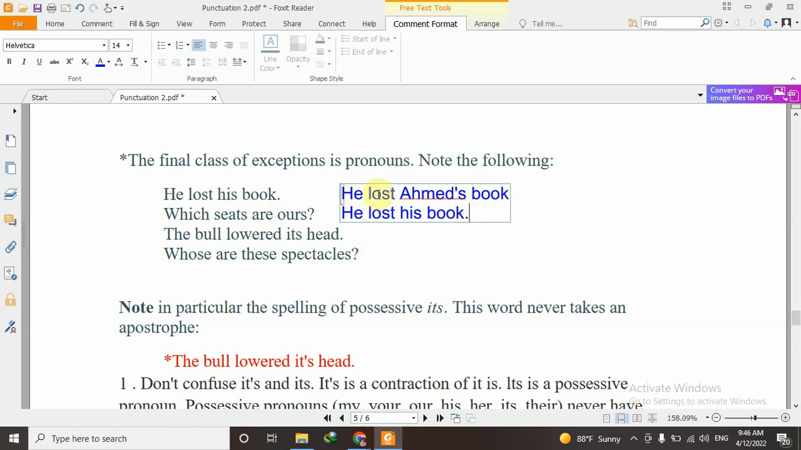Which seats are ours? Instead of saying "which seats are our seats", instead of repeating the word, we are using the possessive pronouns, which are ours, hers, his, my, mine, yours. Okay. The ball lowered its head.